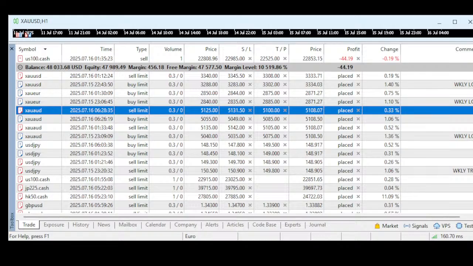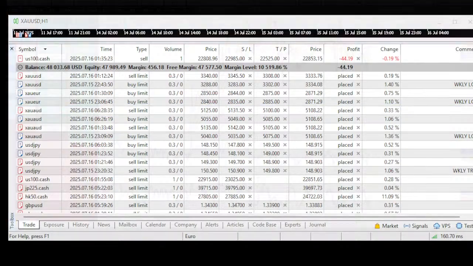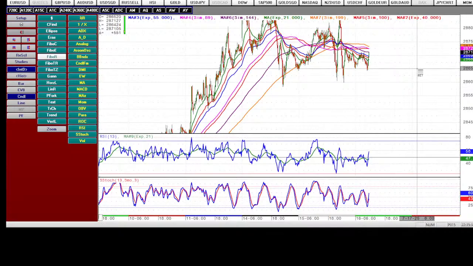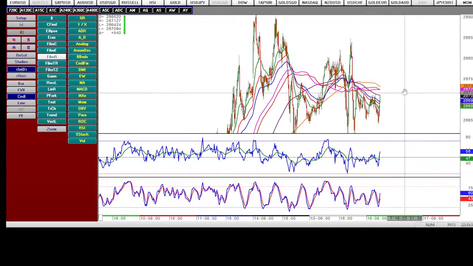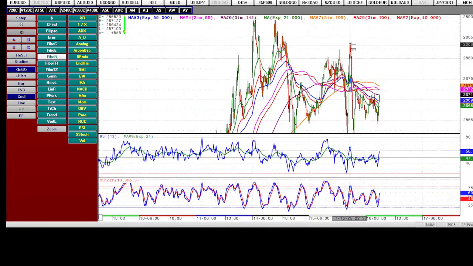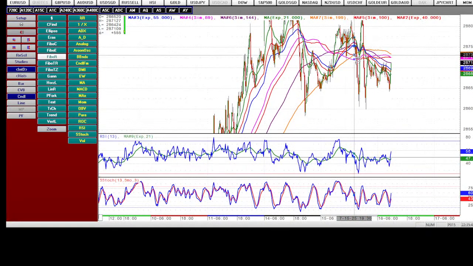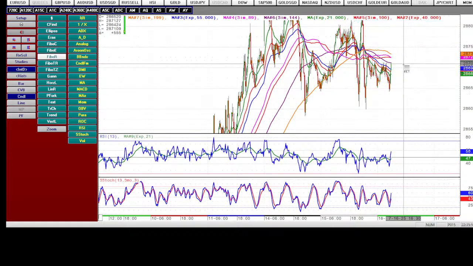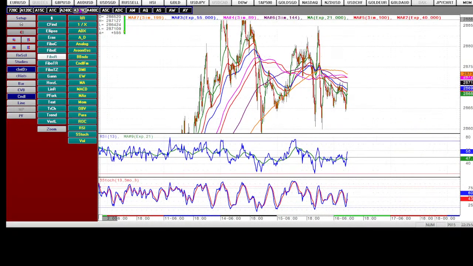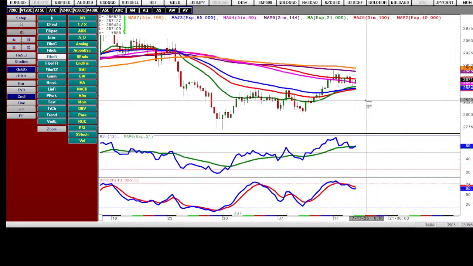And we need to go for a re-entry for the gold euro. Looking at the chart, we should be looking to sell at either 78 or 81. Okay, 78 or 81.